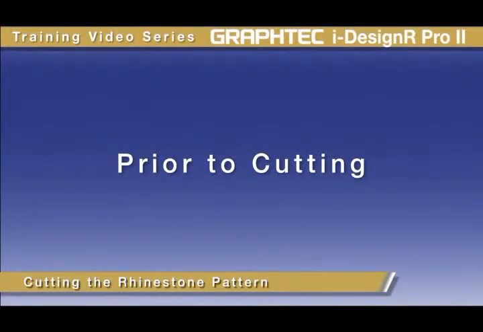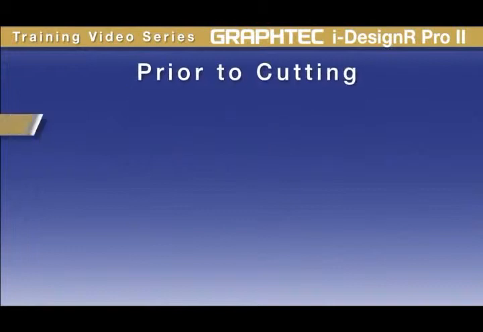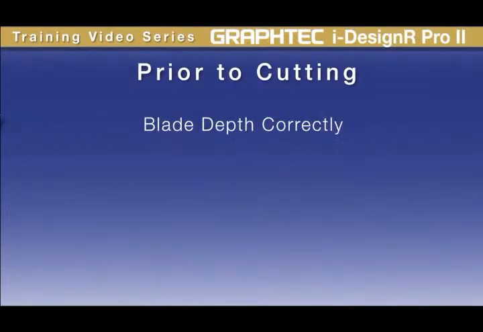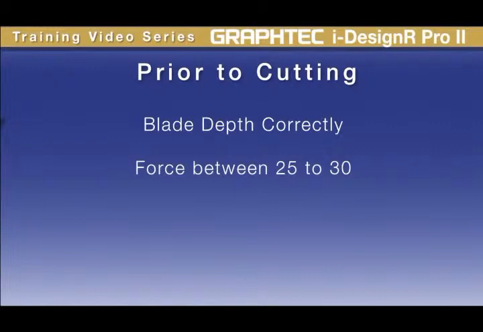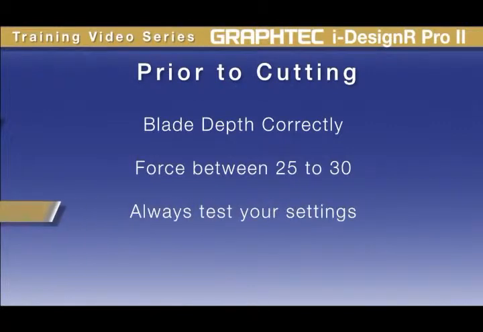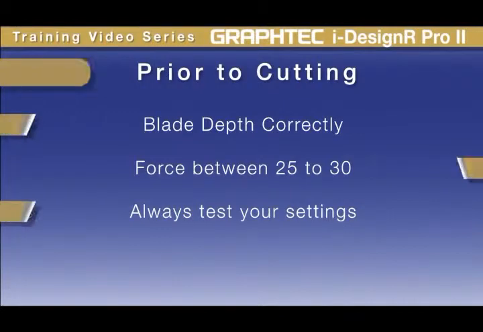Once the material is loaded, prior to cutting, set the blade depth so it cuts through the template material but barely scores the carrier sheet. Also, set the force setting. It should be between 25 to 30, but it's always a good idea to do some test cuts and readjust the settings according to the material that you're using.